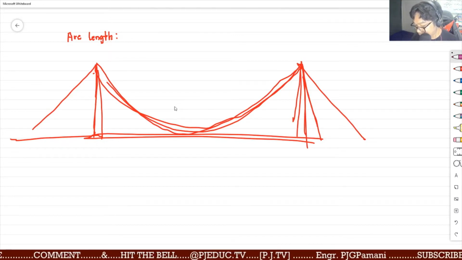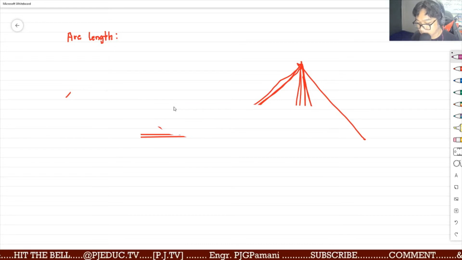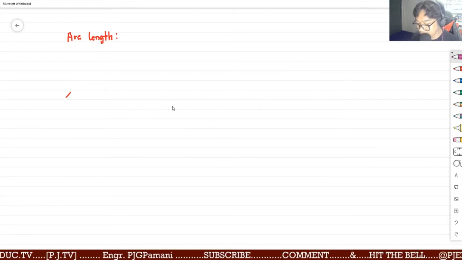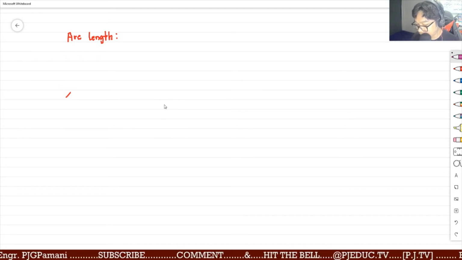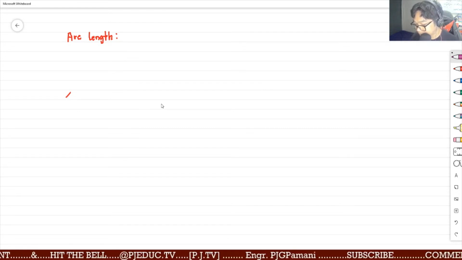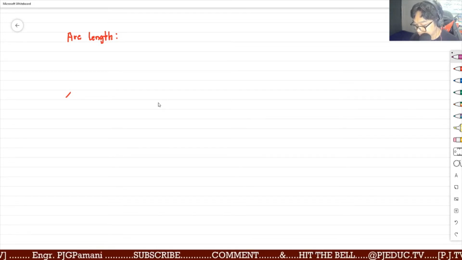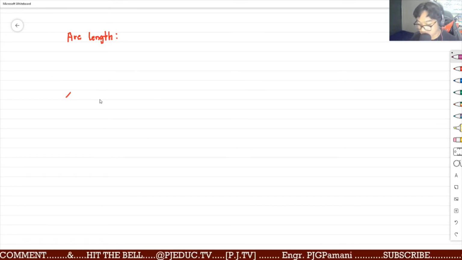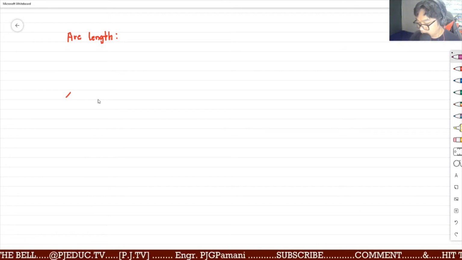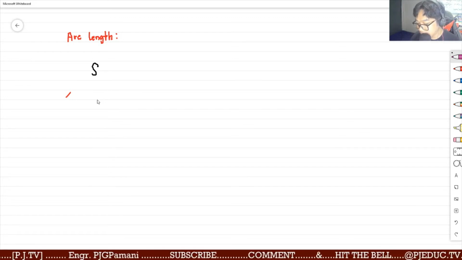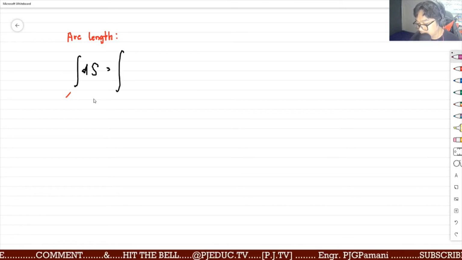Now, diretso na tayo sa formula para madali nating matapos. For arc length, solving for the arc length of a specific parabola or a specific curve, kung dati, that is differential of a side, dati differential area, ngayon differential of a side is equal now to the integral of lower and upper limit.